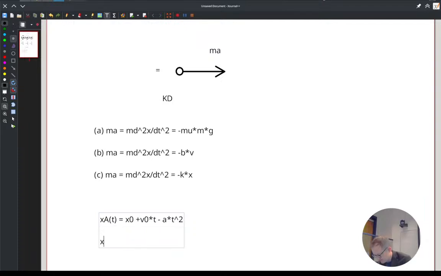What is d squared x over dt squared? That's just really, oh wait, that's a. But what is it? The second derivative of position. That's by definition acceleration.